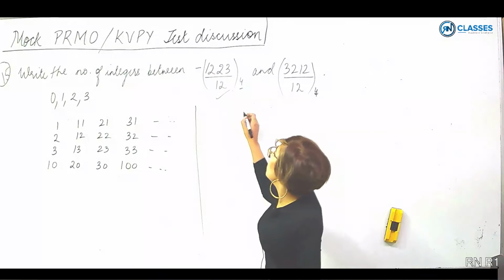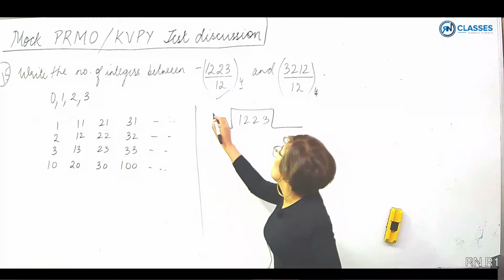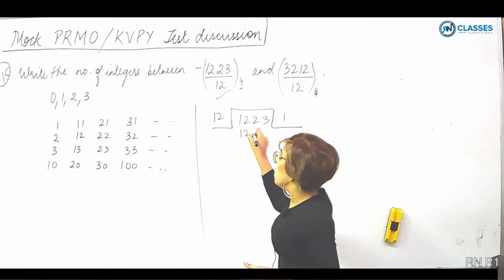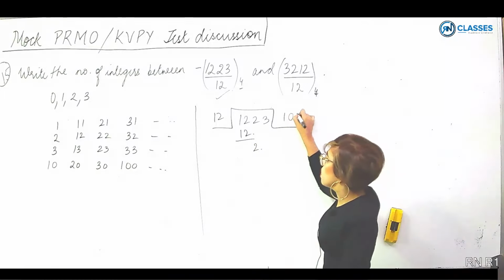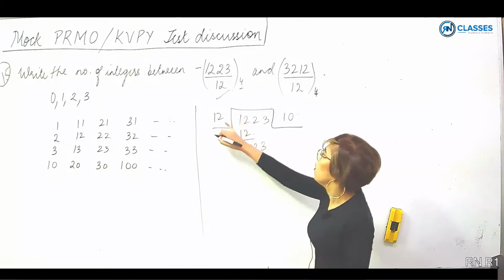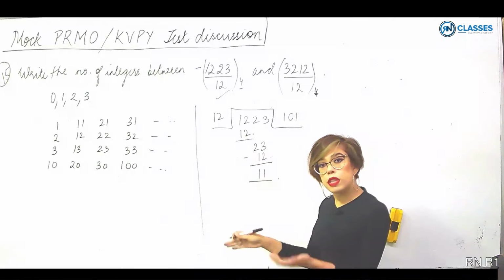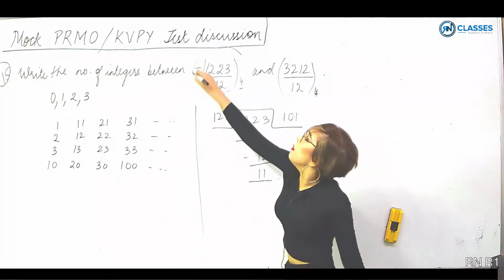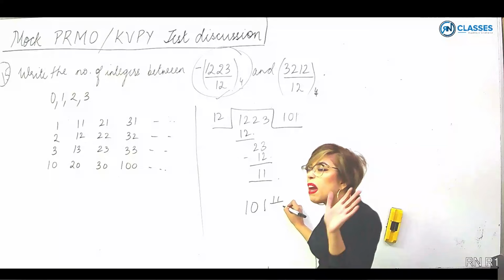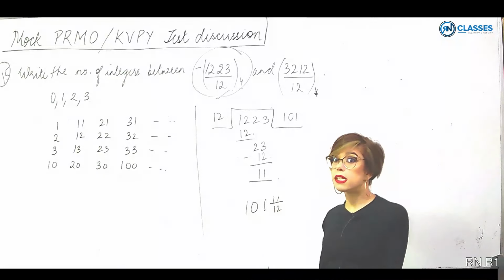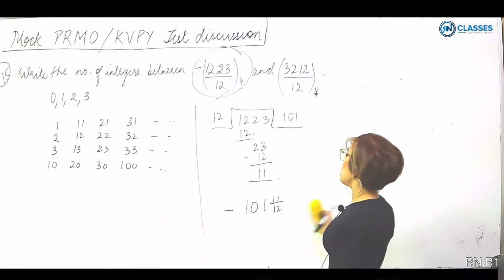So let me divide 1223 by 12. As in one-two, I should call it one-two, not twelve. Right? So obviously 12 into 1, that is 12. So this is 0 and I will get 2. Obviously I need another number, but first I need to put in 0 over here. So this becomes 23 and then 12 into 1, 12. Subtract it, you will get 11. Right? Further division is not possible. That means this number can be written as 101 and 11 by 12. I'm used to the decimal system. Right? Negative sign is there, so negative sign is there. Right? Now, let me talk about this number.